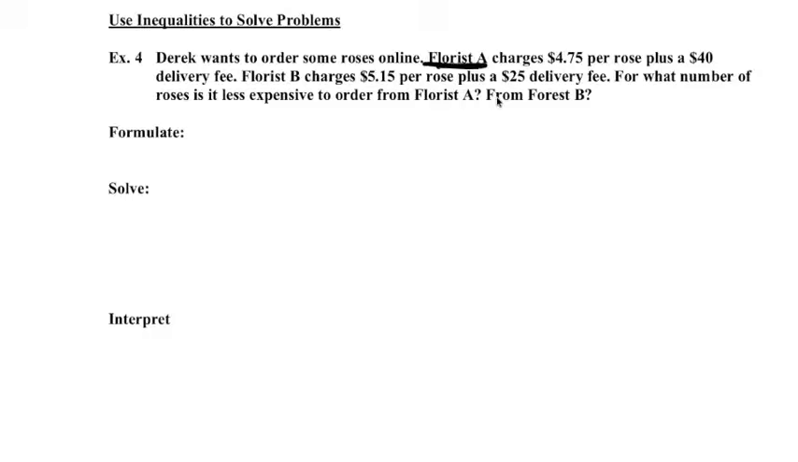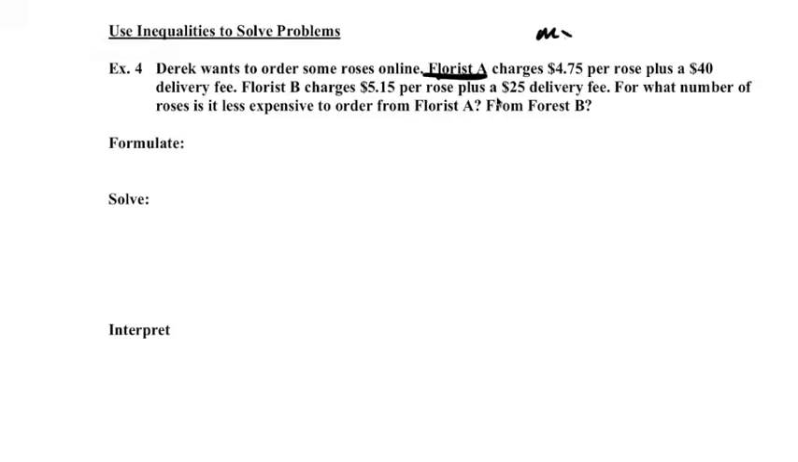So for Florist A, we want to use the equation mx plus b, where m is the rate of change, how much we pay per rose. So that'll be our m, the charge per rose. And b is our initial value. So we have to pay $40 flat fee. That's our initial, that's our b. So we're going to have an equation of 4.75x plus 40. Remember, we're trying to figure out when it's less expensive to order from Florist A.